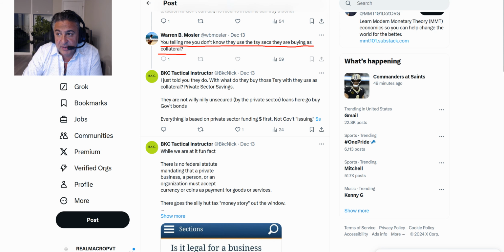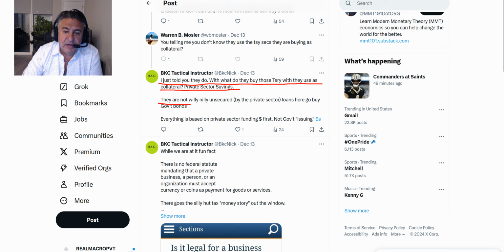And then my response was, I just told you they do. With what do they pay for those treasuries they use as collateral? Private sector savings. Duh. They are not willy-nilly unsecured loans by the private sector: here, go buy a government bond. They're not unsecured. And in order for you to own treasuries, you had to have had private sector deposits. That's what you're pulling up as collateral.